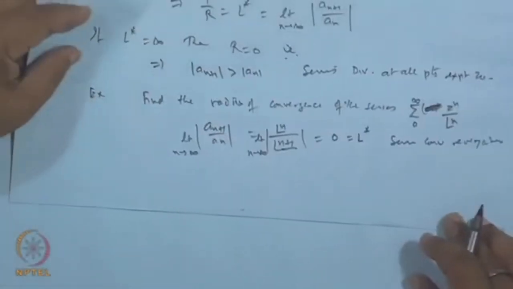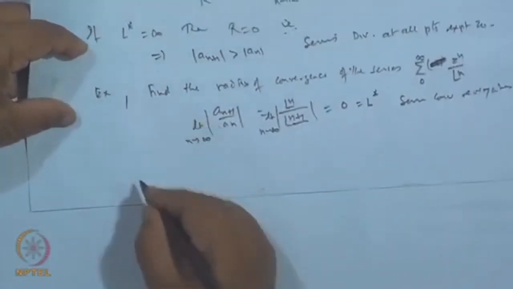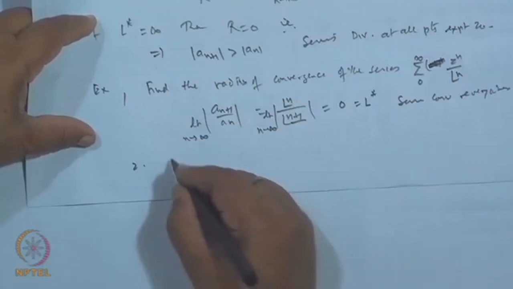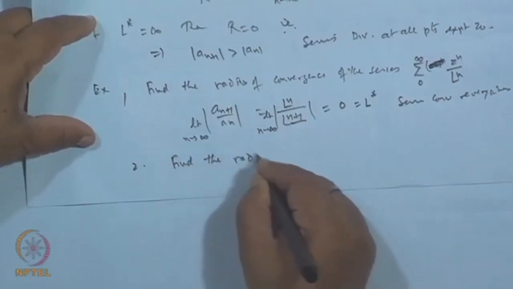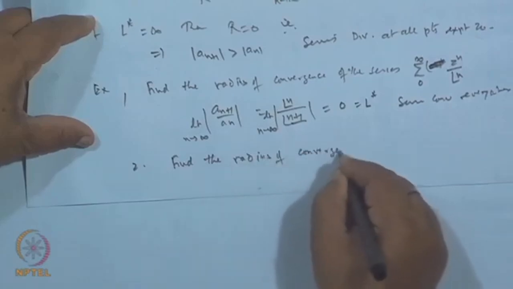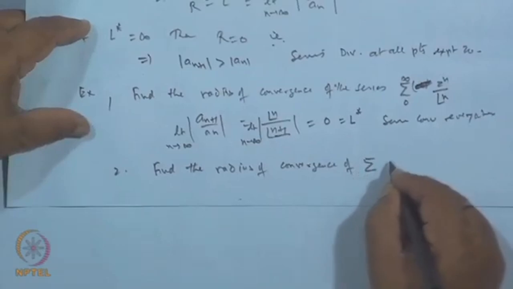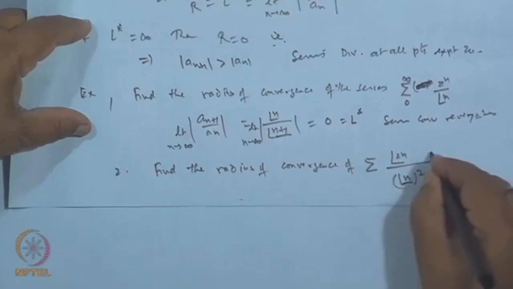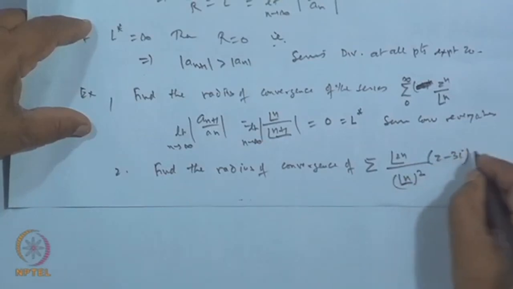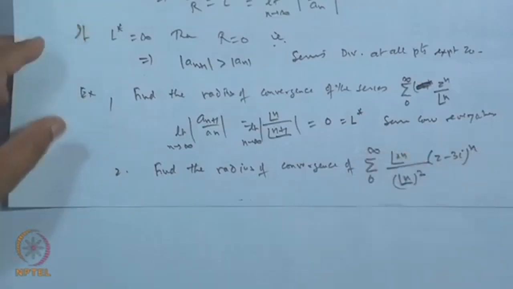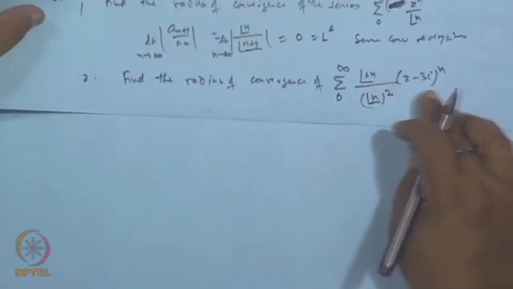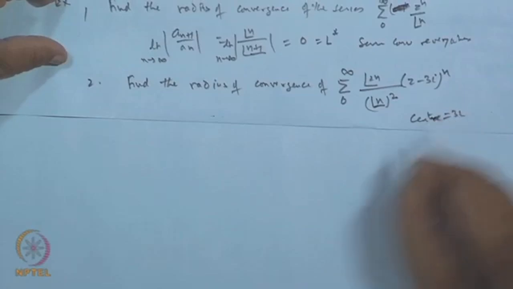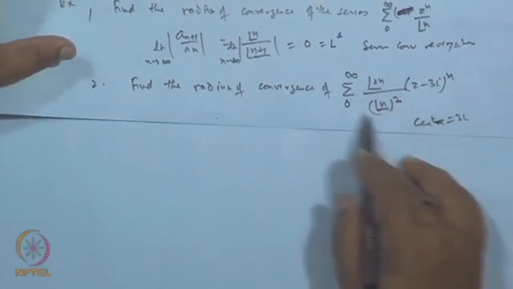Now, suppose another example: find the radius of convergence of the power series sigma factorial 2n over factorial n square, times z minus 3i to the power n, n from 0 to infinity. Suppose I take this. Now here this is a power series centered at 3i. So let us first find the radius of convergence.